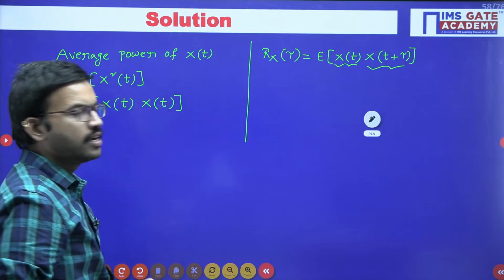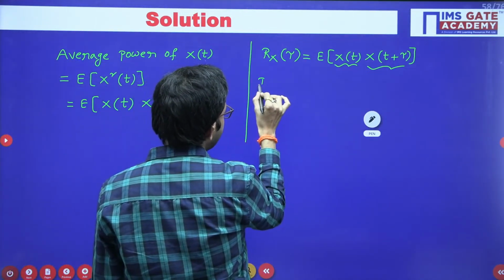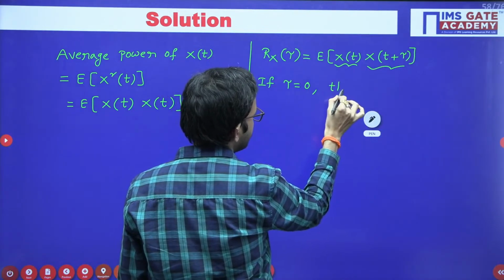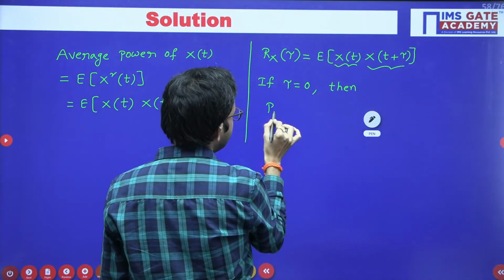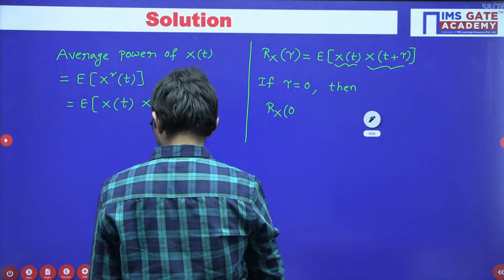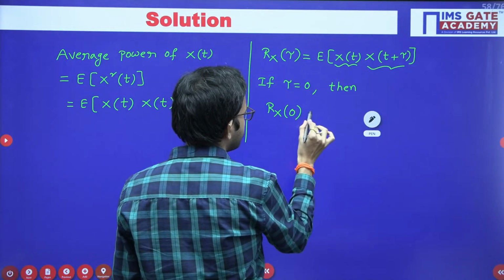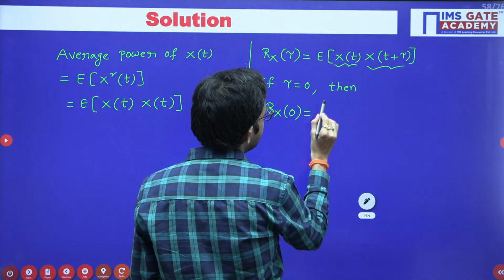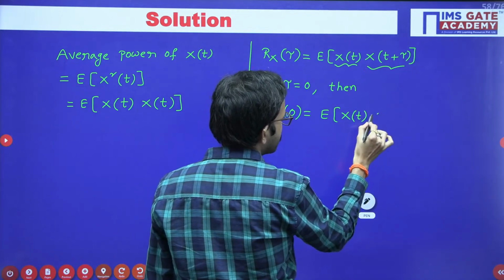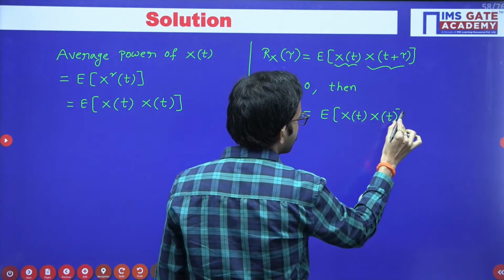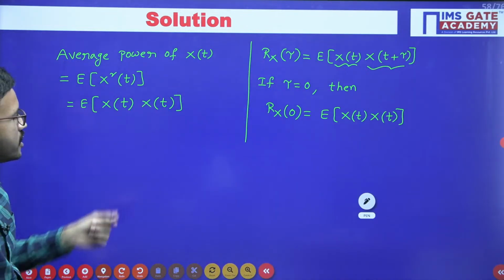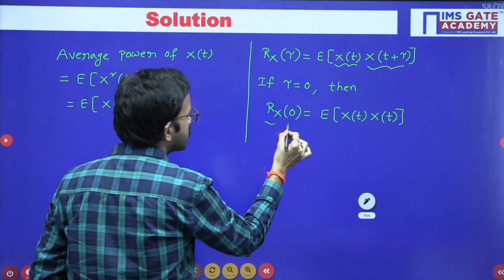Yes or no? So just make a note, if tau equal to 0, then Rx of 0 is equal to expectation of x of t into x of t. Okay, I hope you are getting the clarity. Now you are having expectation of x of t into x of t, so this you can write as Rx of 0.